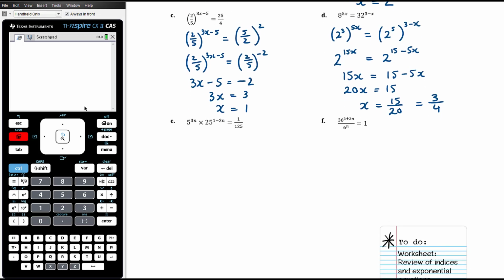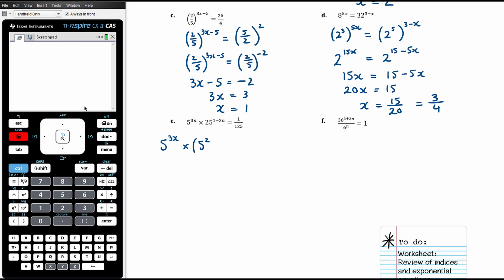Okay, and then part E. Again, we still want to focus on writing both sides of the equation as a single exponent with the same base. Okay, a single power with the same base. So here I've got bases of 5, 25, and 125, so I should be able to write them all as powers of 5. So we have 5 to the power of 3n already.